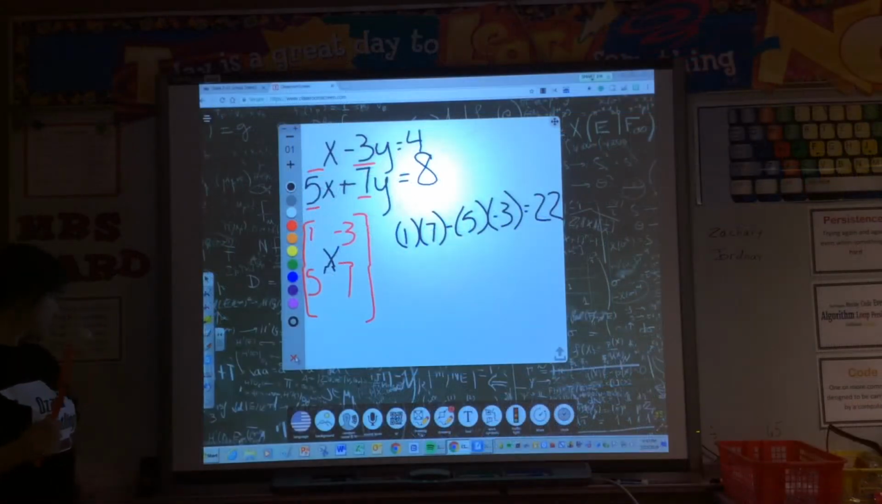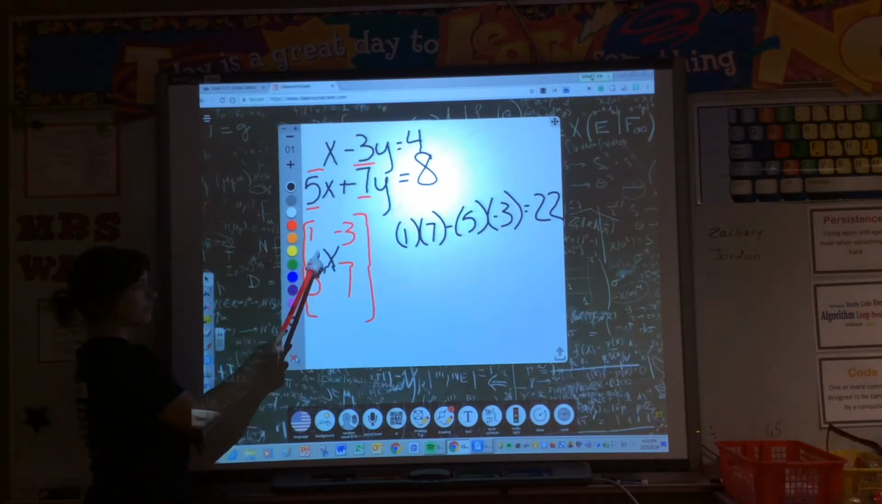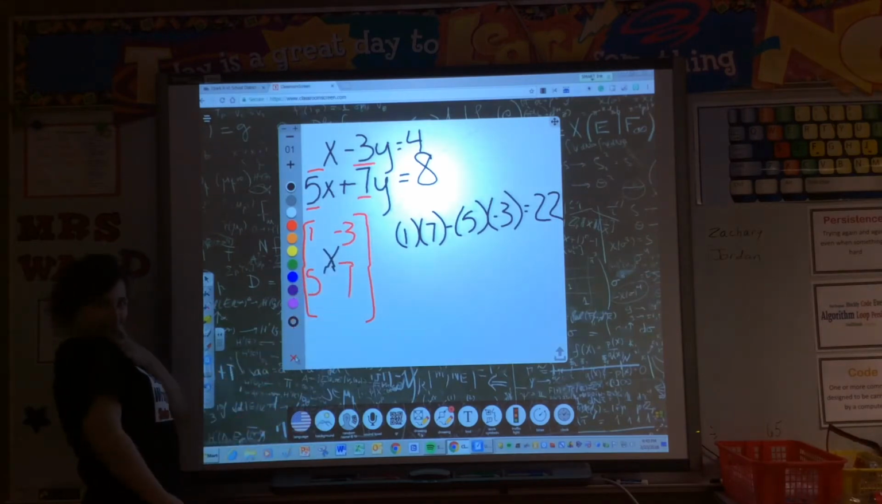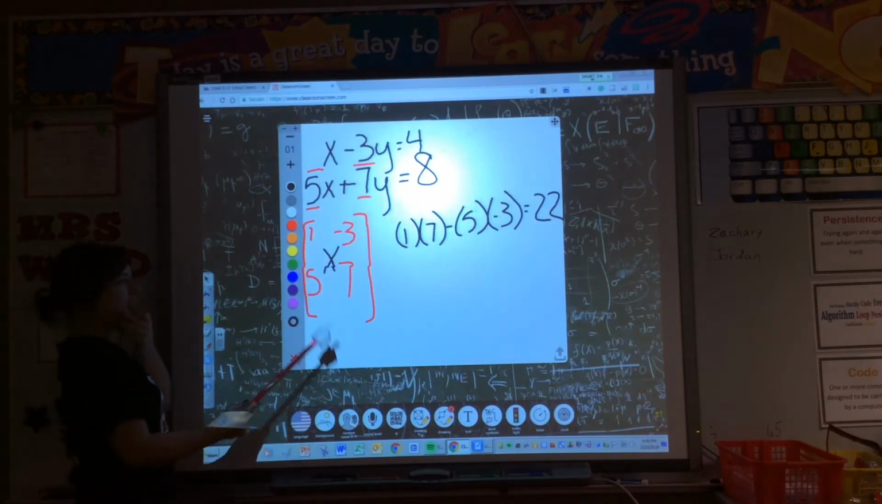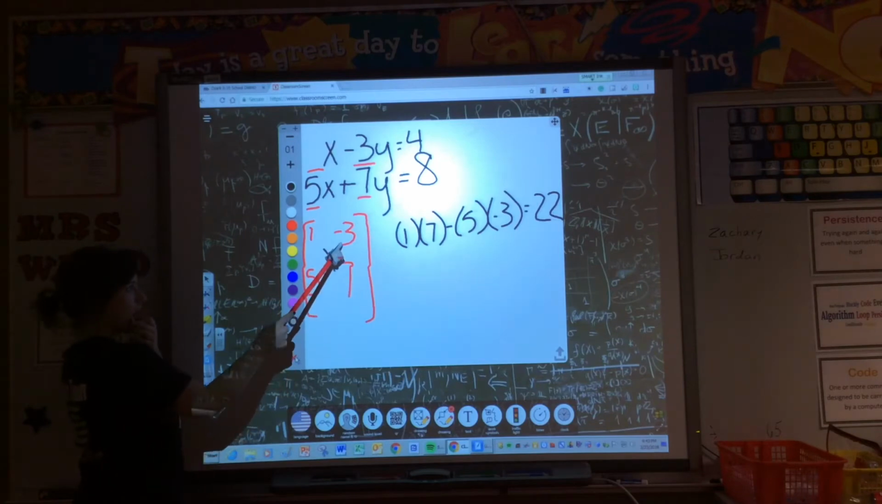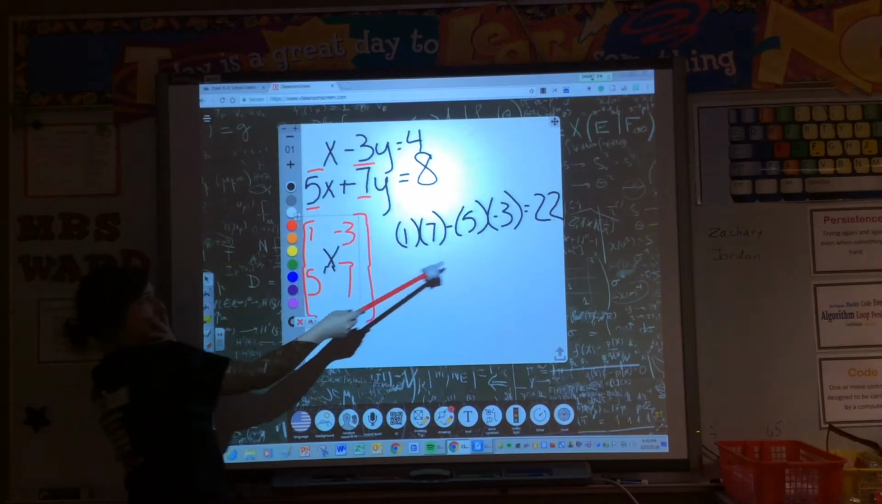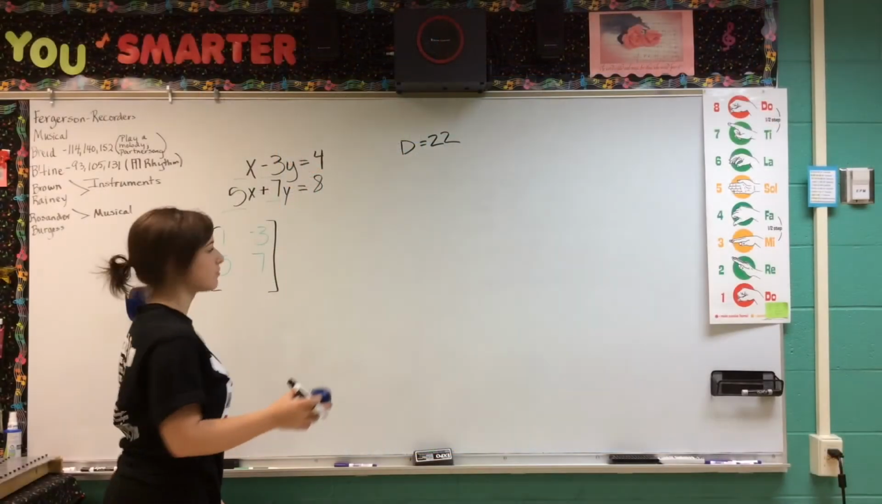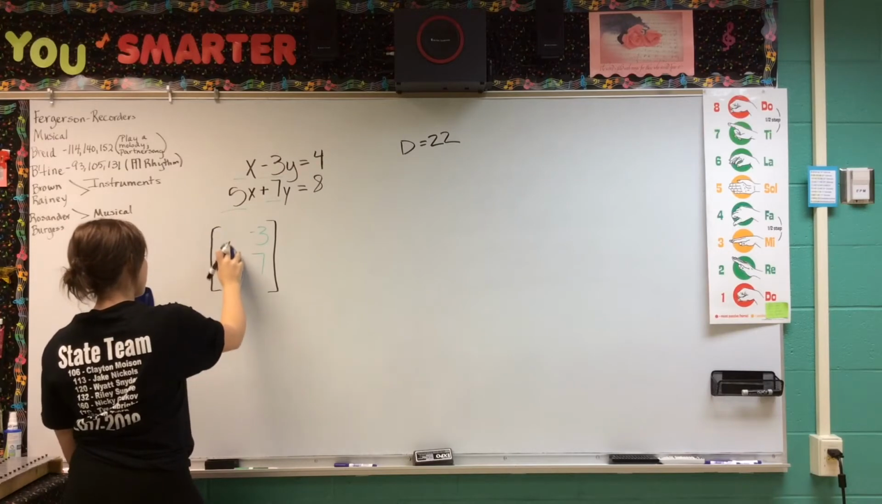So the determinant of a 2 by 2 matrix is the difference of the products of the entries on the diagonals. So the diagonals there, you're going to go from top left to bottom right, and then from bottom left to top right. So you're going to do 1 times 7 minus 5 times negative 3, which equals 22. Okay, so now we are at the determinant equals 22.